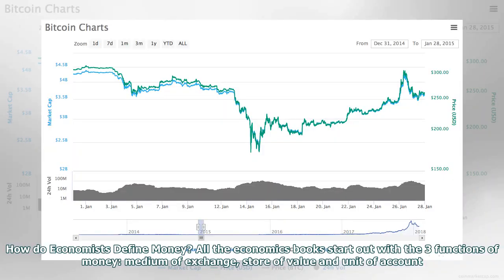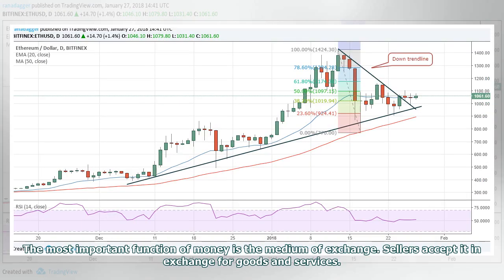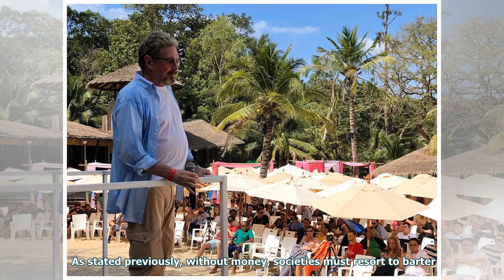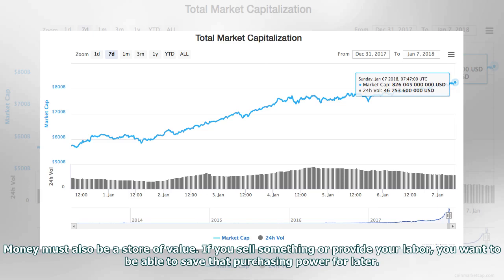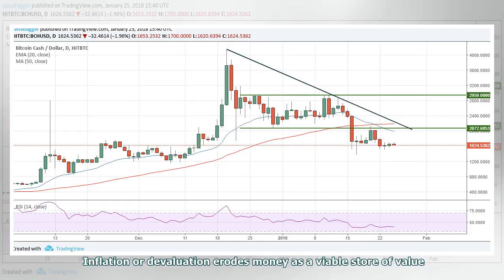All the economics books start out with the three functions of money: medium of exchange, store of value and unit of account. The most important function of money is the medium of exchange. Sellers accept it in exchange for goods and services. As stated previously, without money, societies must resort to barter. Money must also be a store of value. If you sell something or provide your labor, you want to be able to save that purchasing power for later. Inflation or devaluation erodes money as a viable store of value.